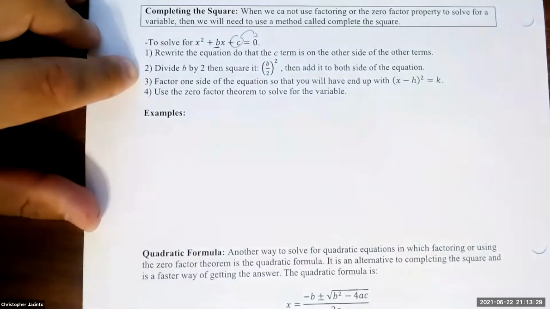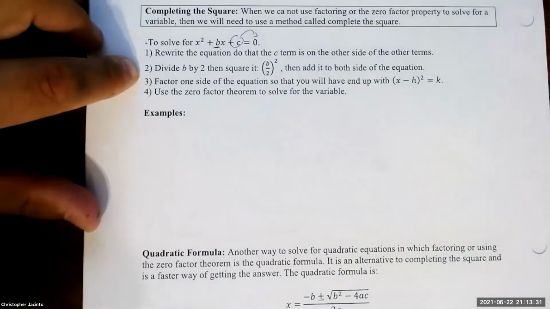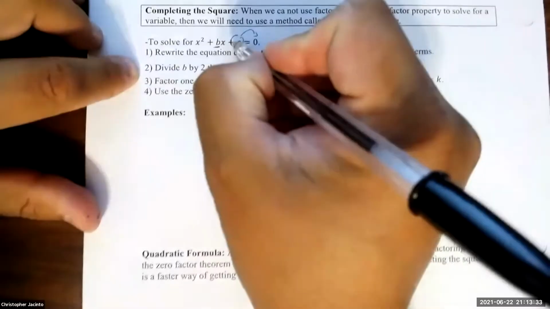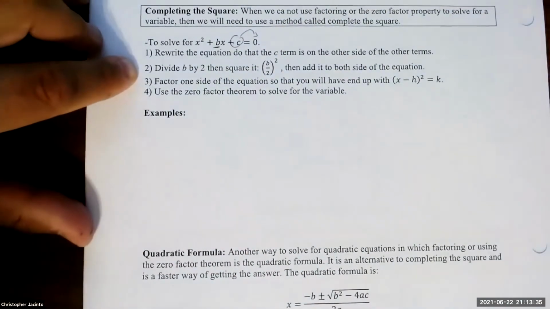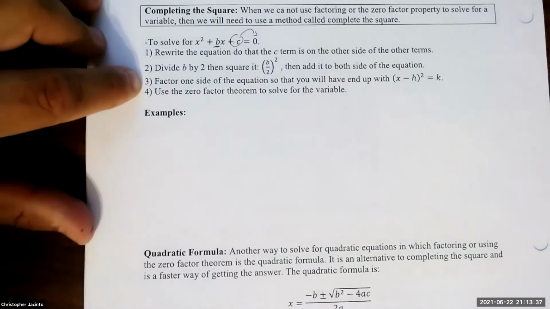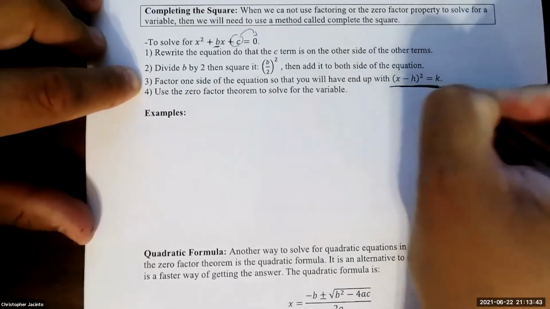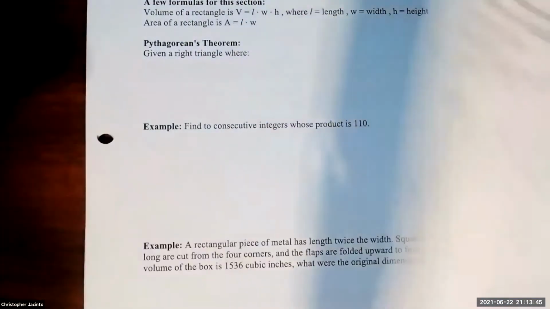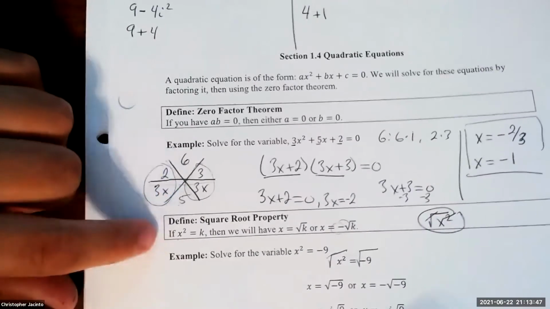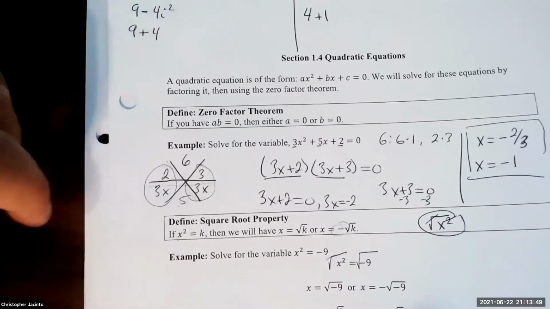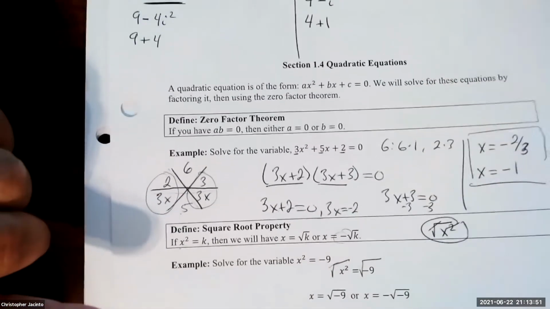Okay? And then once we do that, we're going to add it to both sides. So we're going to add it to this side and add it to that side. Okay? And then from there, we're going to factor the left-hand side. And it's going to end up, believe it or not, looking like this. Or in other words, like our square root property. And that's when it comes to subtracting to both sides when it comes to it. Okay?